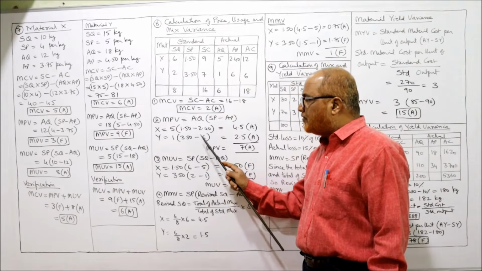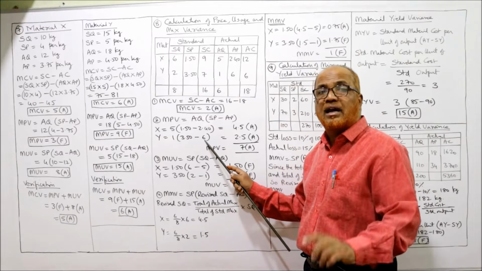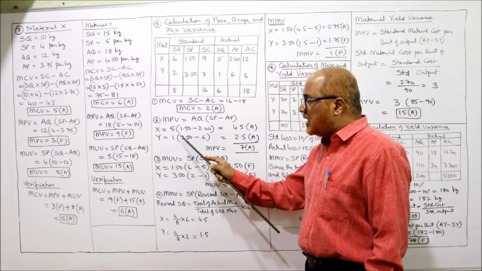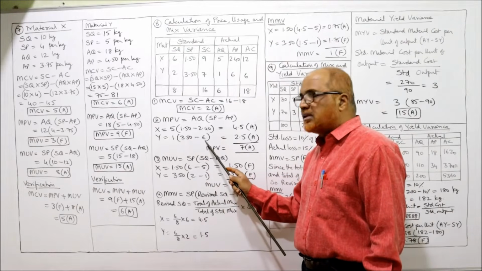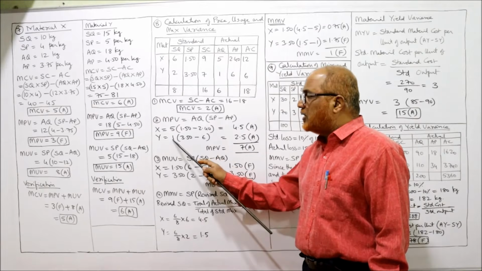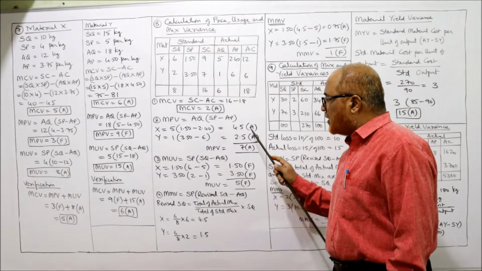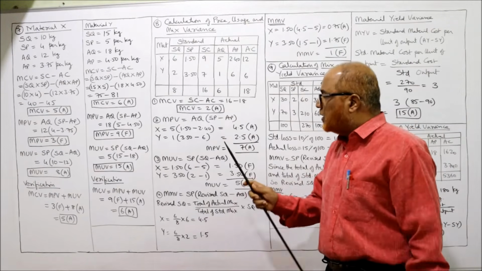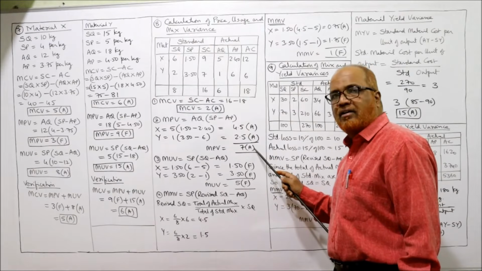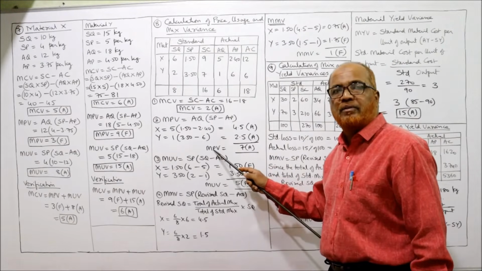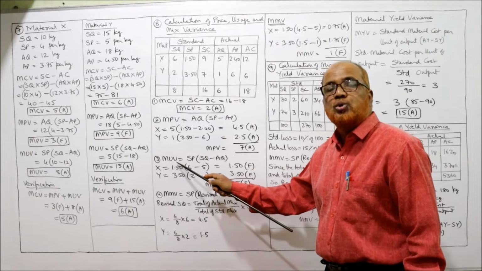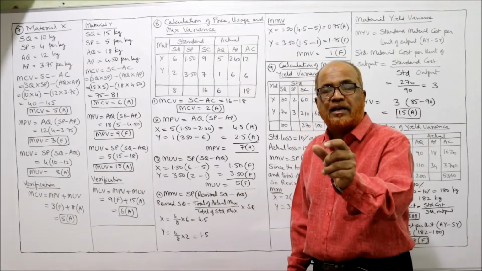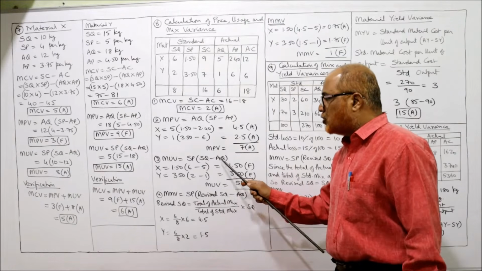Similarly for Y, 3.5 minus 6, again negative, so adverse. 3.5 minus 6 is minus 2.5, into 1, so 2.5 adverse. So 4.5 adverse and 2.5 adverse. Both are adverse, so add: 4.5 plus 2.5, 7 adverse. That is the MPV. Now MUV, material usage variance, is equal to SP into SQ minus AQ.